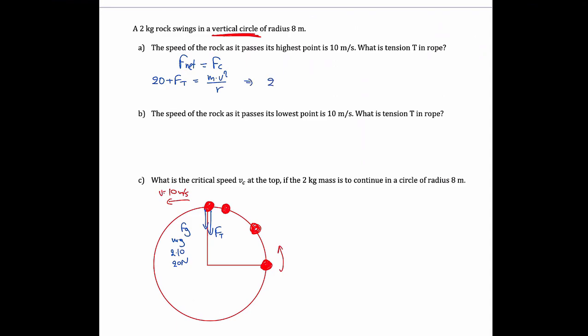This means that 20 plus tension is equal to 2 times 10 to the power of 2 divided by 8. So 20 plus tension is equal to 200 over 8. This should be equal to 25. And then this means that the force of tension is 25 minus 20. It is 5 Newton.